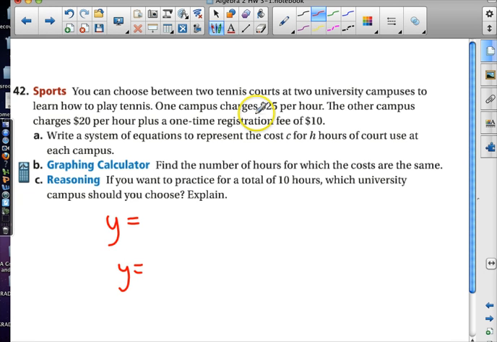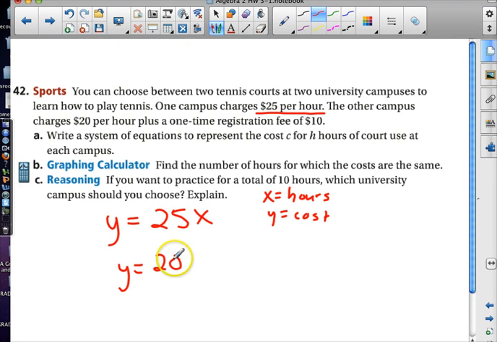And the first campus is $25 per hour. And I'm going to have X stand for my hours here. And then Y is the cost. Because remember, when we're talking about a total and a word problem involving money, it's the total amount of money we're going to spend. The other campus charges $20 per hour, plus, there's more, a one-time registration fee of $10.